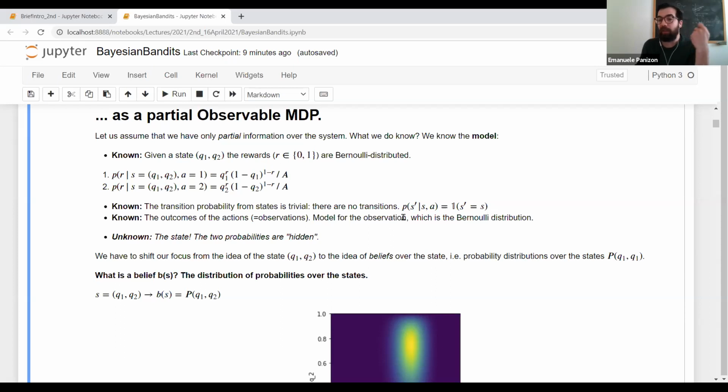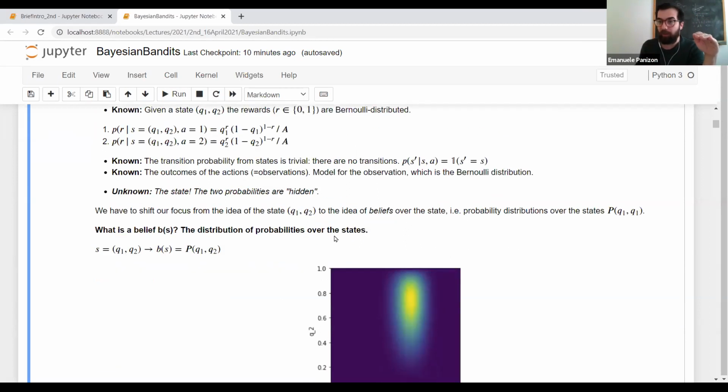So given a state, we know the model for the rewards, which is essentially the same as before. It's the Bernoulli distribution of the reward. So we know a lot of things. What we do not know is the state. So we are not given the information of what these probabilities Q1 and Q2 are. That is absolutely out of our reach. We have no direct information about that. We need to extrapolate this information from other things.